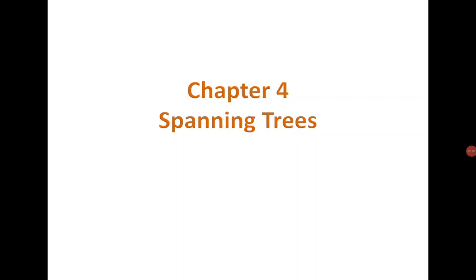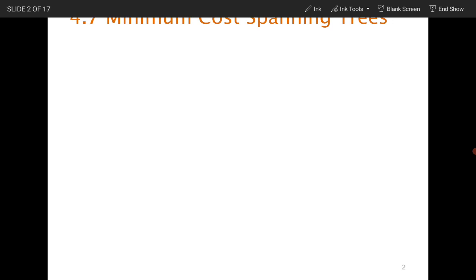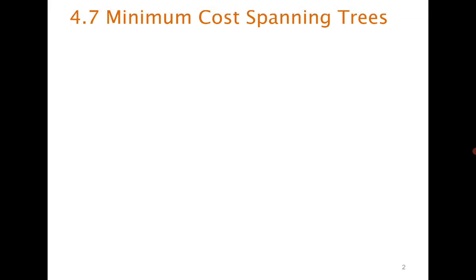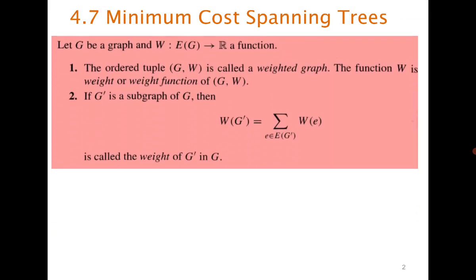Good morning, everyone. So, today we are going to discuss the last section of this chapter, which is minimum cost spanning tree. Till now, whatever we have studied, we have always considered a graph to be unweighted. So, if we need to introduce a weighted graph, then we have to associate a weight to each of the edges. And then the weight of the graph is the sum of the weights of all the edges. So this is how we can have the weighted graph.